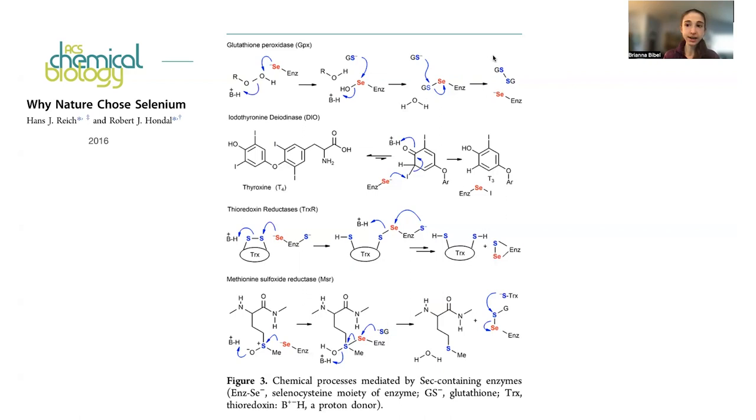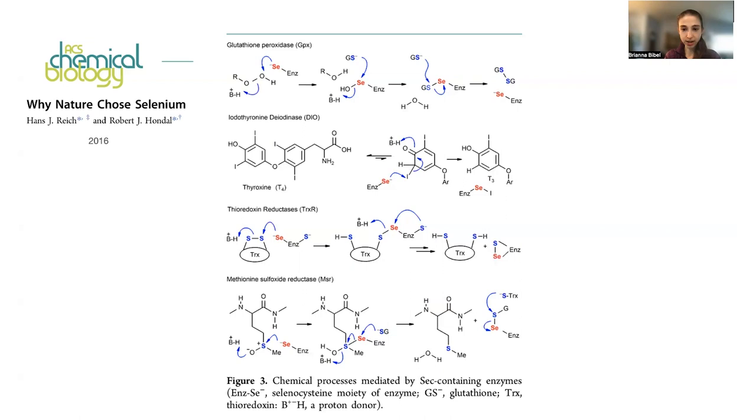You have iodothyronine deiodinase. You can see that it's going to be taking an iodine from this in order to help make this compound or break this compound. I'm not exactly sure which direction things are going in.